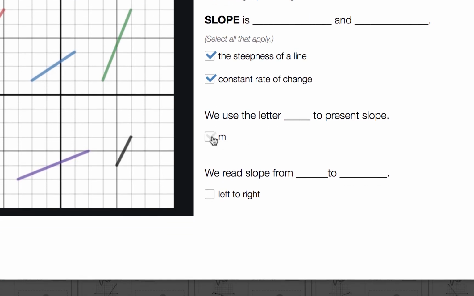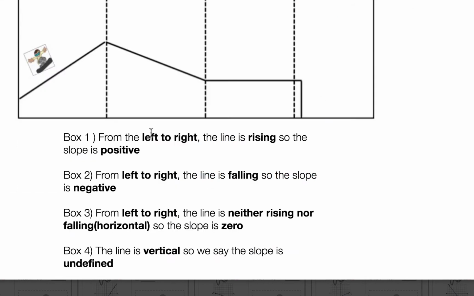All right, we use the letter M to represent slope, and then we read slope from left to right. And you might mess that up, and I'll explain that it won't be that big of a deal if you do, but I think you'll get yourself in good habits if you read from left to right. So right here, if I am reading from left to right, since it's going up, it's rising, we consider that to be a positive slope.